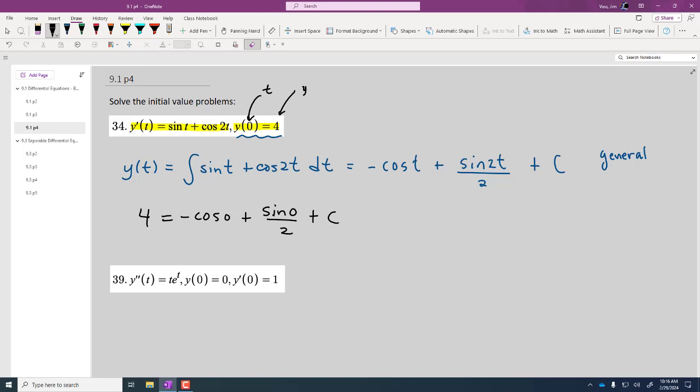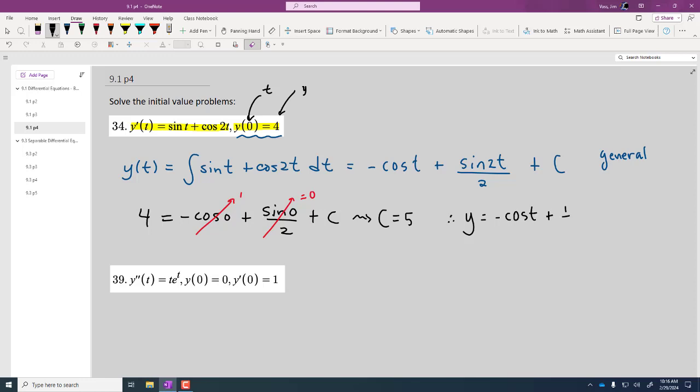And that'll allow us to isolate c. We know that sine of 0 is equal to 0, so that's gone. Cosine of 0 is equal to 1. So we're going to get c is equal to 5. And then we could write our general solution, excuse me, our particular solution.